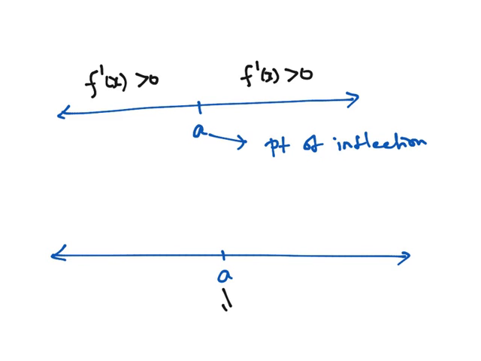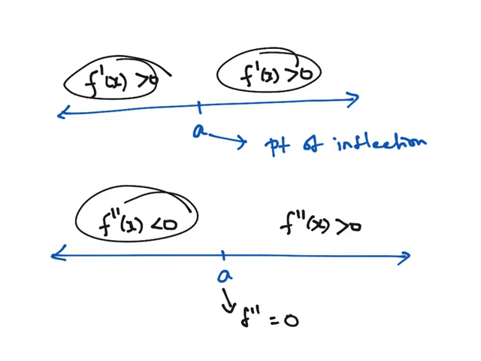So here f double dash of a will be 0, and before and after a, for example, here you can have f double dash of x negative, and here f double dash of x will be positive. So before and after a, the second derivative will always have different signs, but the first derivative will have the same sign. So let me explain it with the diagram.